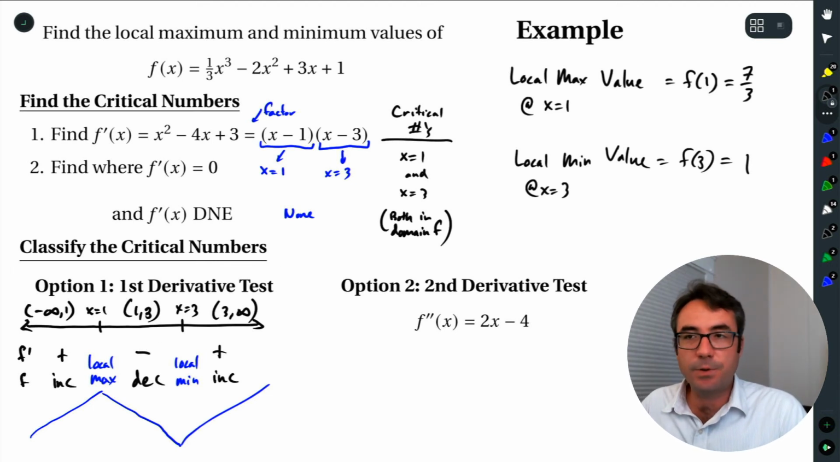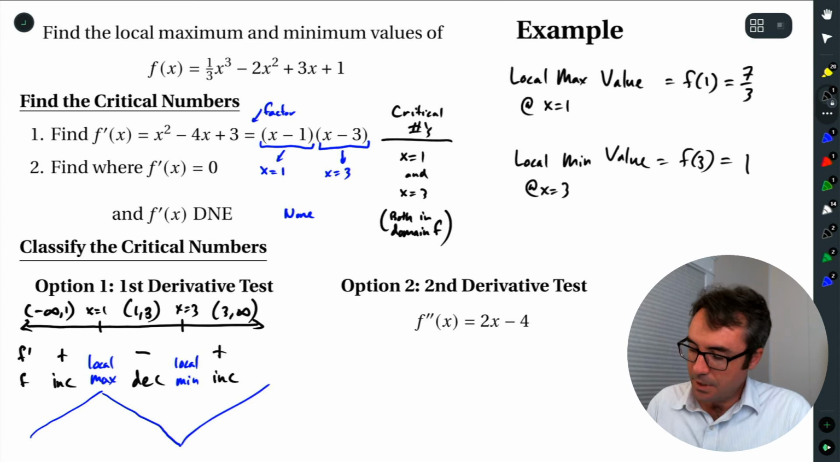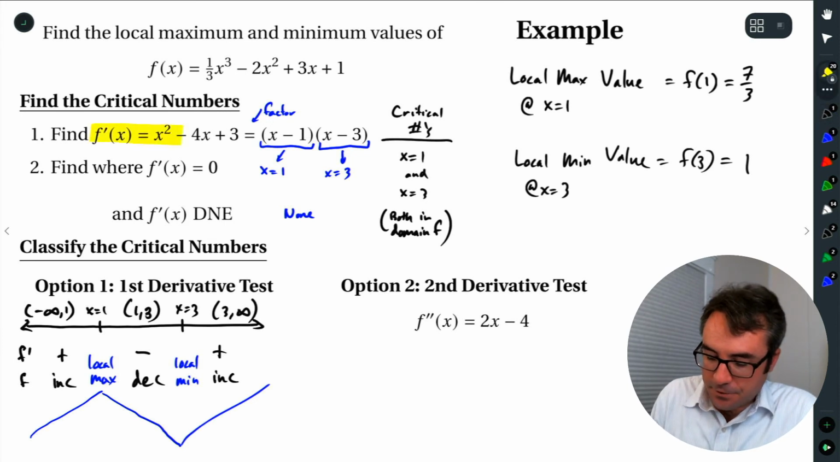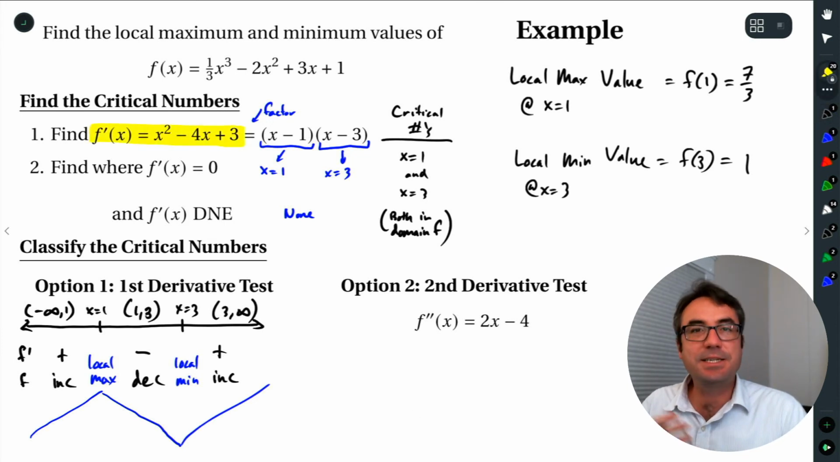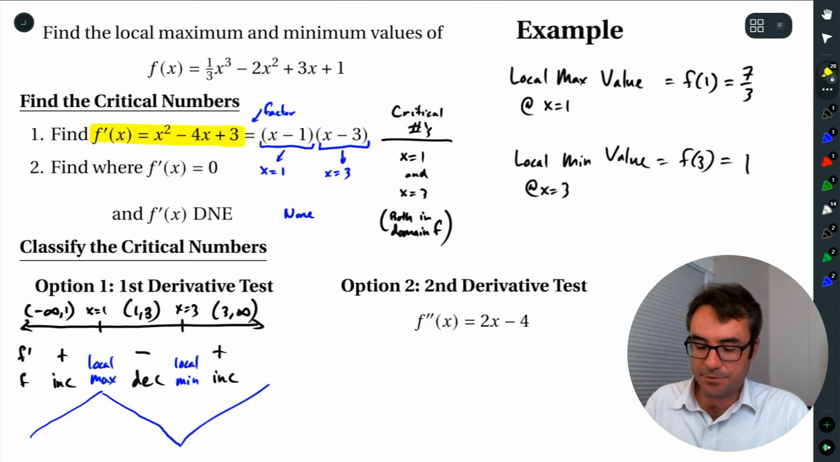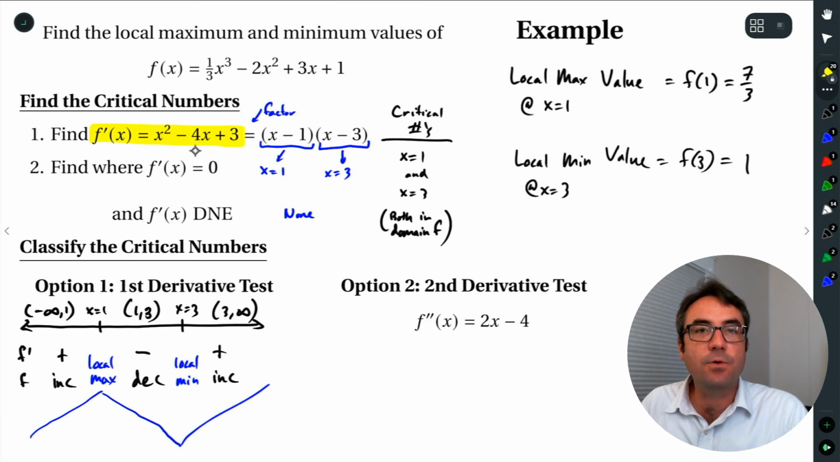Now let's suppose that we wanted to instead use the second derivative test. You don't normally do both of these in the same problem. You do one or the other. Well, let's see what we get from the second derivative test. Here's our first derivative. Let's differentiate that to get our second derivative. The derivative of x squared is 2x, and the derivative of minus 4x is minus 4. So our second derivative here is 2x minus 4.